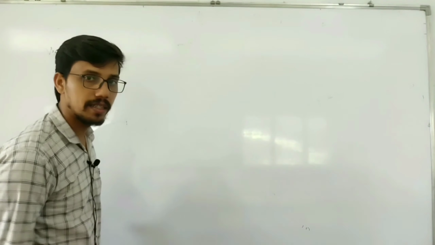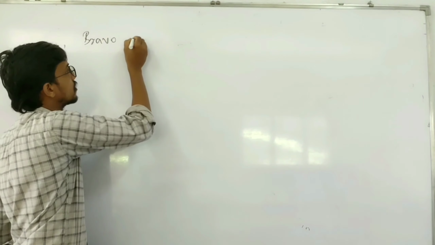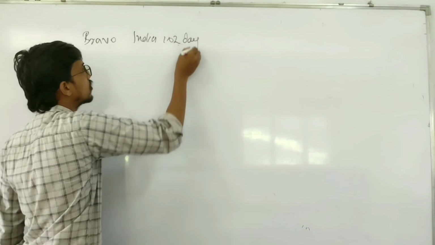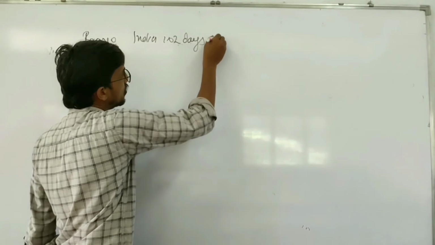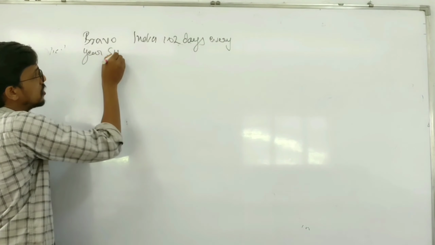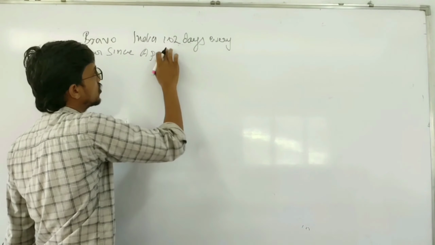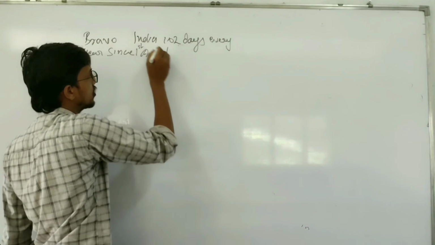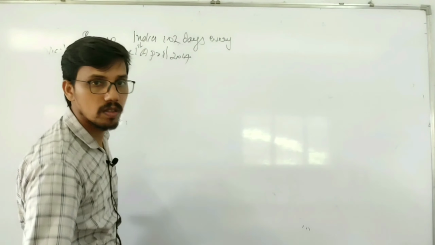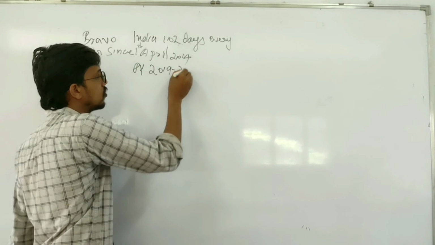Let me take down the question. Bravo visits India every year, comes to India every year for 1 or 2 days, since 1st April 2014. Compute his residency status for the previous year 2019-20. This is the question.